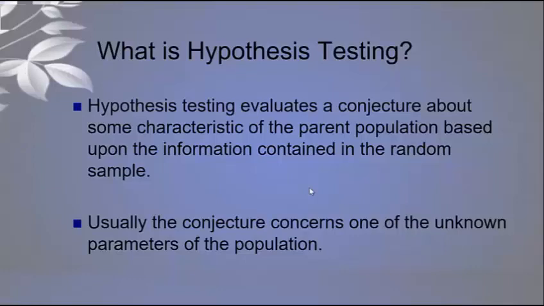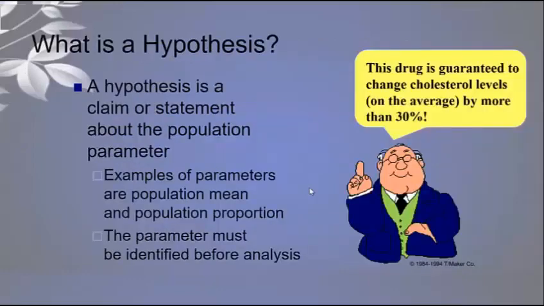Usually, the conjecture concerns one of the unknown parameters of the population. A hypothesis is a claim or statement about a population parameter. Examples of parameters are the population mean and population proportion. The parameter must be identified before analysis.